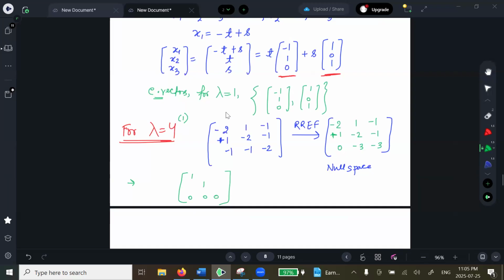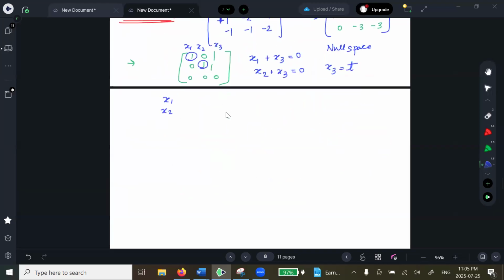So it should be 1, 0, 1, 0, 1, 1, and then a row of zeros. Perfect. There you go. So immediately I know that I have to find the null space and I have one free variable because these two are pivots. So x1 plus x3 equals 0. x2 plus x3 equals 0. And x3 is the free guy. So x3 is t.